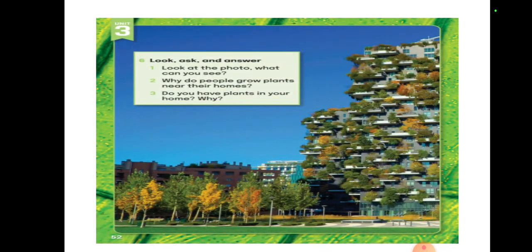And now we have here some questions about this picture. Look, ask, and answer. Look at the photo. What can you see in this photo? I can see some buildings and some plants and trees.